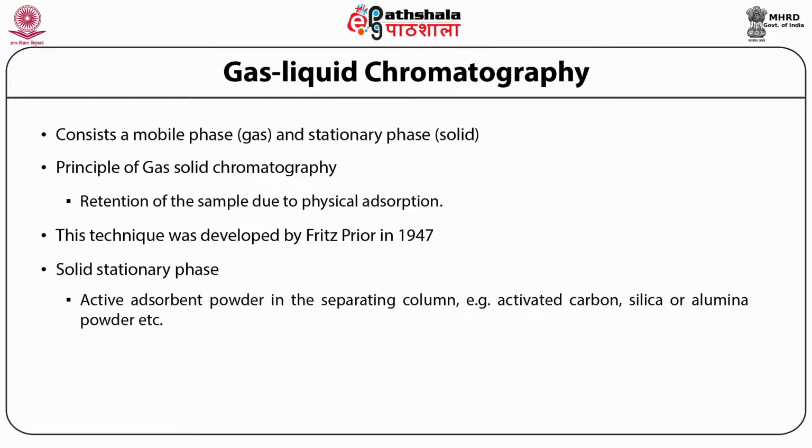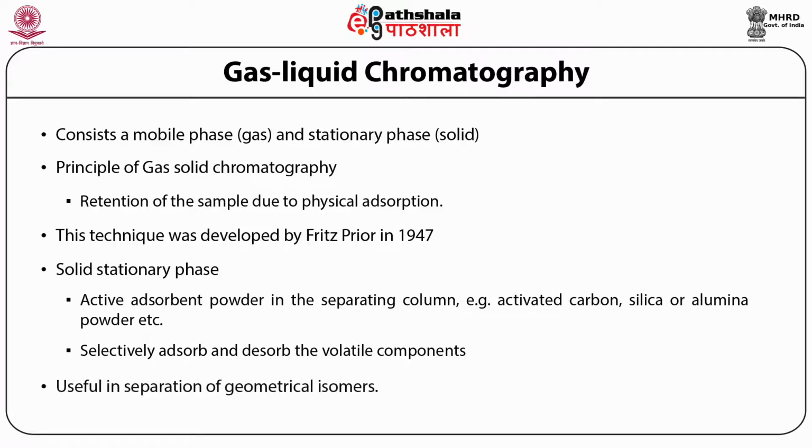In general, the column length is up to 10 meters with internal diameter ranging from 2 to 4 millimeters. The columns are packed with porous material such as activated carbon, silica or alumina powder. The stationary phase selectively adsorbs and desorbs the volatile components. Apart from separating low molecular weight gases such as hydrogen, carbon dioxide, carbon monoxide, oxides of nitrogen, etc., it is also used for separation of geometrical isomers.